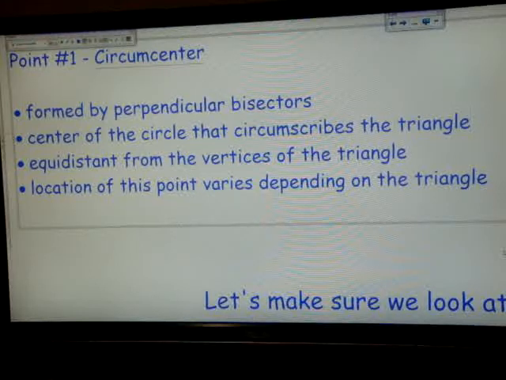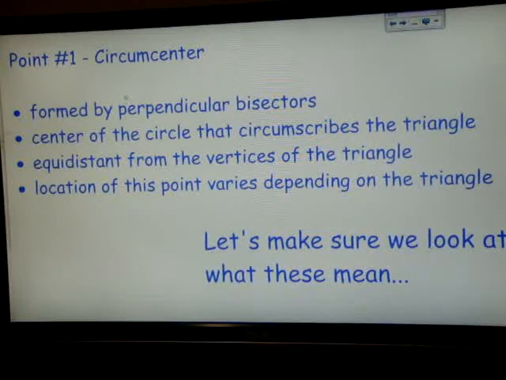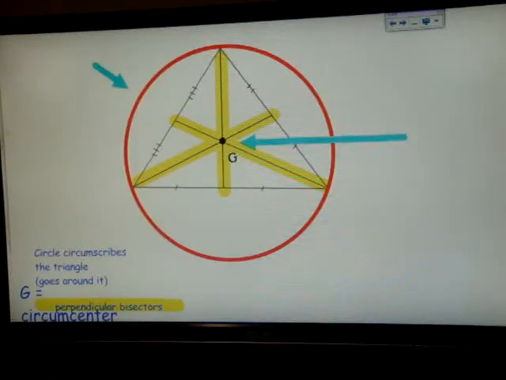The circumcenter is equidistant from the vertices of the triangle, and the location of that point can vary depending on the triangle. So let's take a look at some pictures that talk about each of these 4 statements. If you would like to go ahead and record them, feel free to do that first, but please continue to watch so I explain what they are.